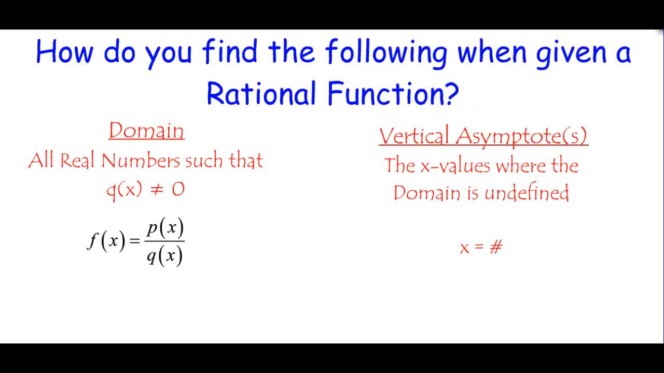We have 5 pieces of information that we're going to use to try to help us sketch a rational function, and the first one is called the domain. And if you remember from before, domain is our input, our x values that we can substitute into our equation to get an output, a y.